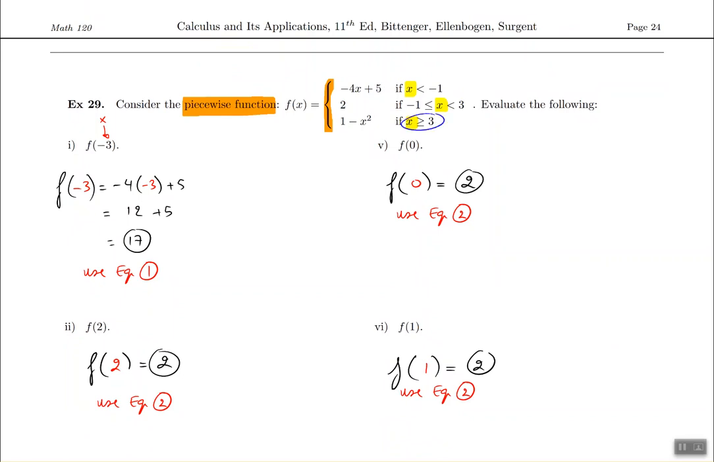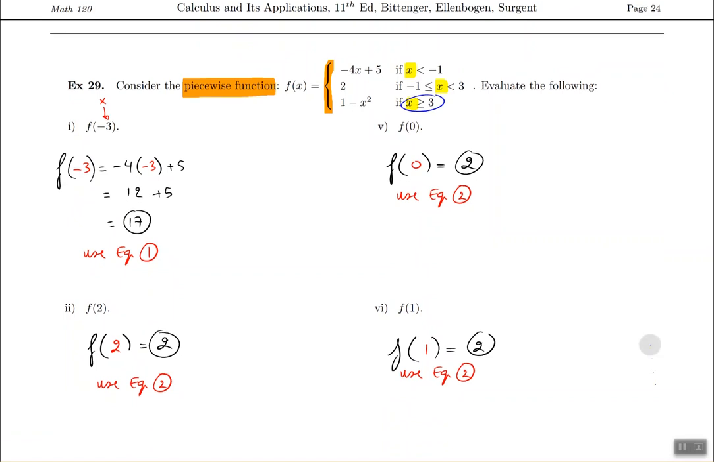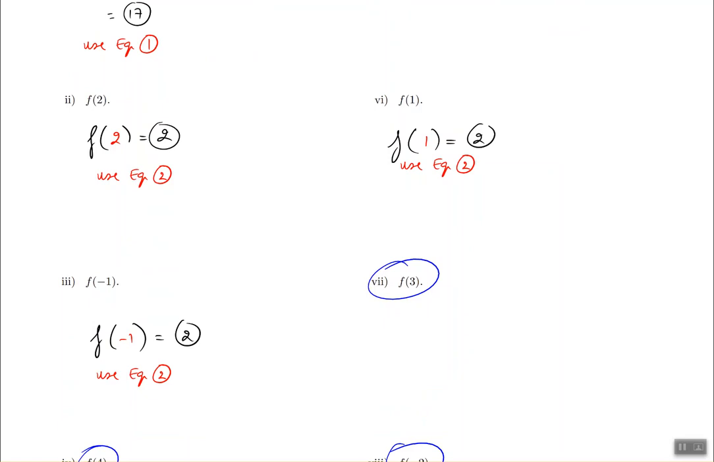You may have noticed that 3 is greater than or equal to 3, so that satisfies equation number 3, which is 1 minus x squared. So to investigate what f of 3 is, I have to do 1 minus x squared. So in this case, I'm plugging in a 3. So that means I should be doing 1 minus 9, which gives me an output of -8. So that works for that one.